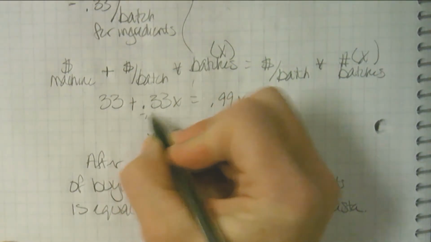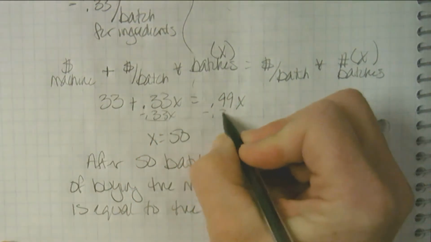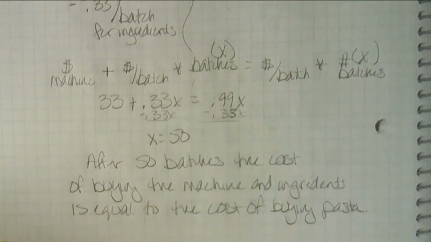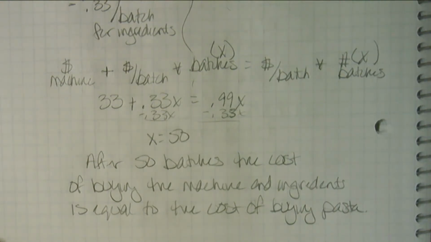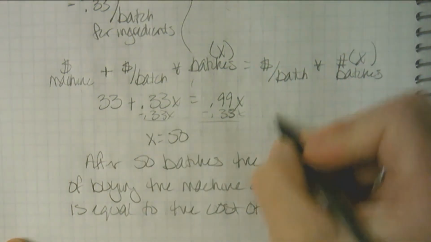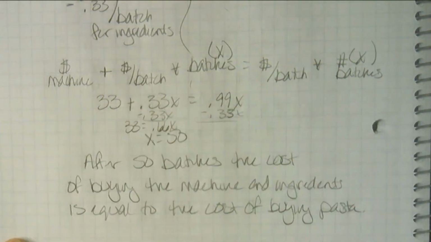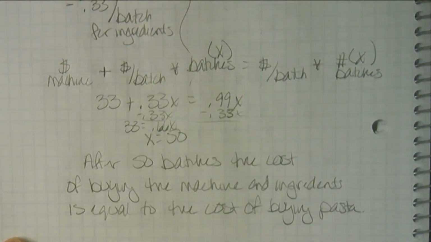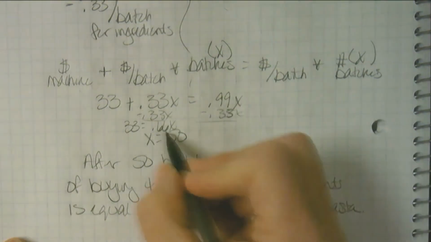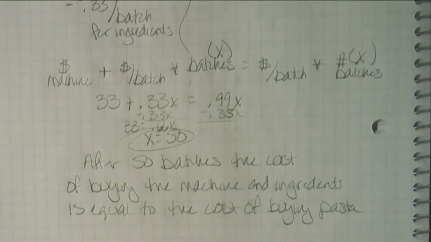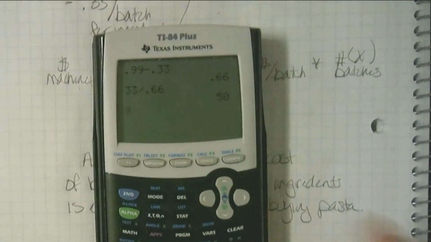So if I subtract 0.33x from both sides, all right, so I get 0.99 minus 0.33. All right, so I end up with 33 is equal to 0.66x. I'm going to divide 33 by 0.66. And I get 50. Yep. Nope, I get 50. Nope, here, I'll prove it to you in my calculator. There you go, AJ. 33 divided by 0.66.